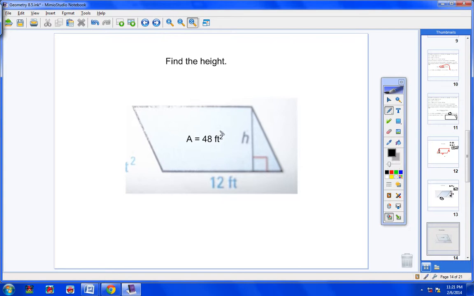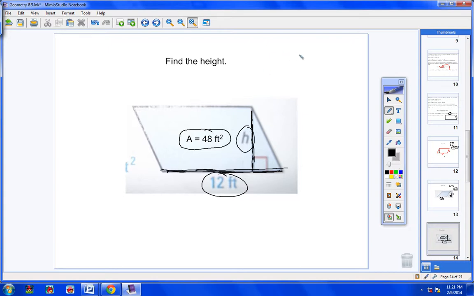Here's a parallelogram. What if I give you the area, and I want you to find the height? I've given you the area. I want you to find the height. Okay? So let's find the height of this parallelogram. Now, I know the base. Here's my parallelogram right here. Here's my base. My base all the way across is 12. Here's my height right here, and I do not know what it is, so I'm going to call that h.